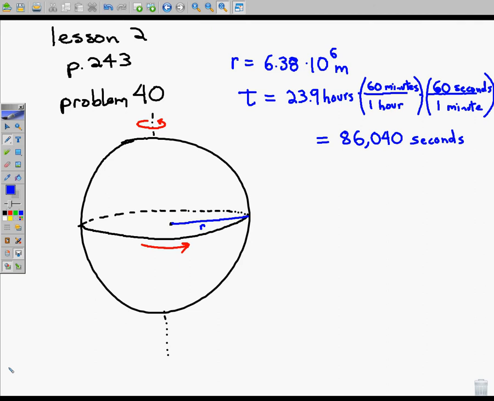Since it's also revolving around the sun, it's a little bit more complicated. So the actual time of a rotation for 1 day is 23.9 hours. If you convert that into seconds, that's 86,040 seconds. The question is, a person here at the equator, when the Earth is rotating, how fast is their tangential velocity? How fast are they moving tangentially to the center of the Earth?